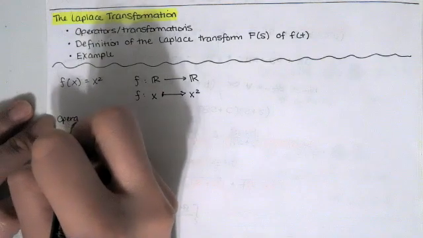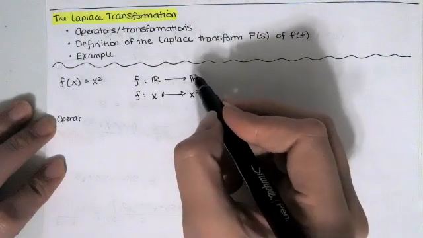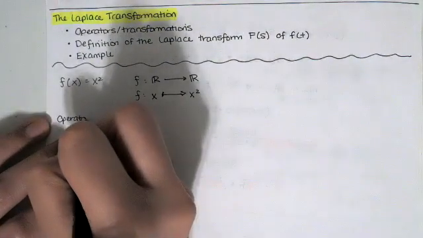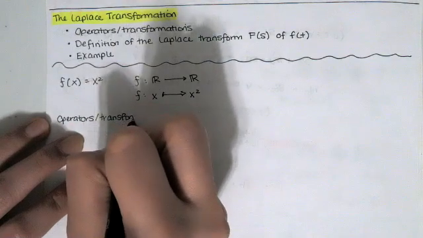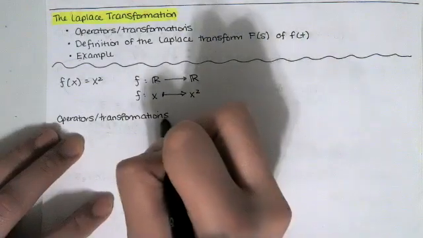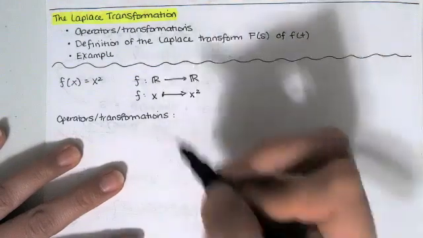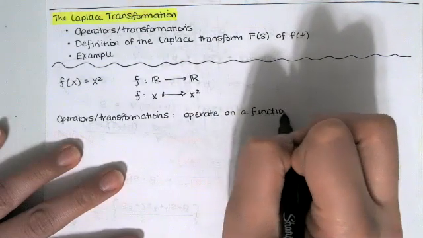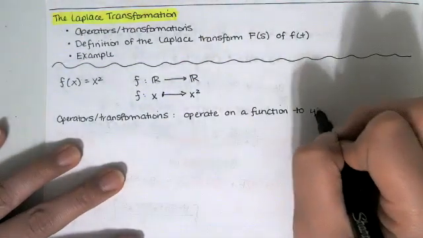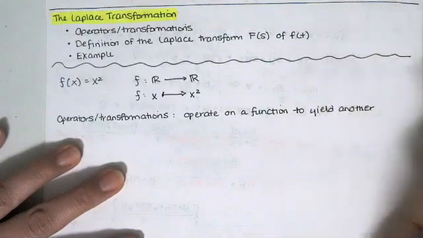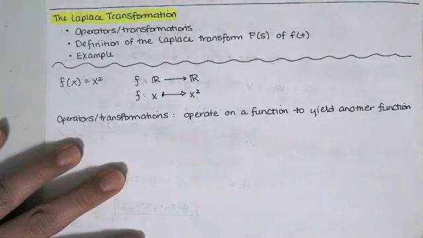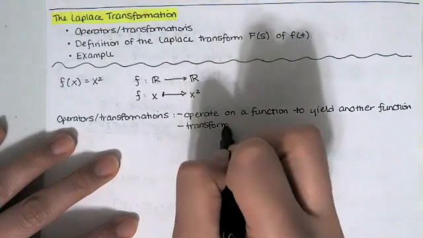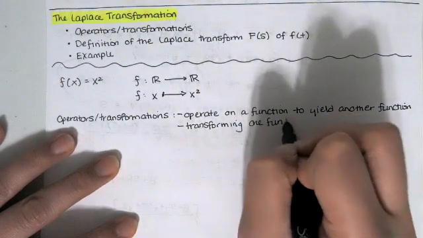Operators or transformations are similar, but instead of taking a number as an input and giving you a number back, operators or transformations take a function as an input and they give you a function back. We can think of these as operating on a function and they yield another function. Or you can think of it this way, we are transforming one function into another function. That second one sounds kind of magical. It's not magic, it's just an operation.